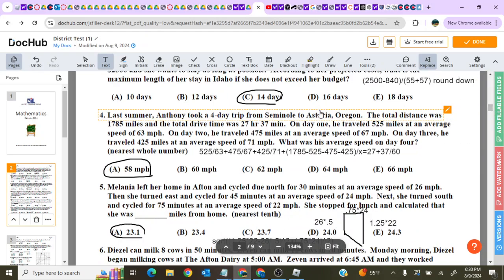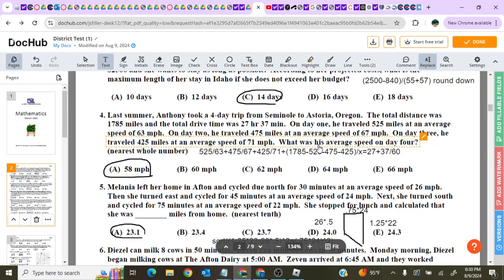4. Last summer, Anthony took a 4-day trip from Seminole to Oregon. Total distance was 1,785 miles. Drive time was 27 hours, 30 minutes. And here's a bunch of stats about how far they drove and what speed they drove at. What was the average speed for day 4?